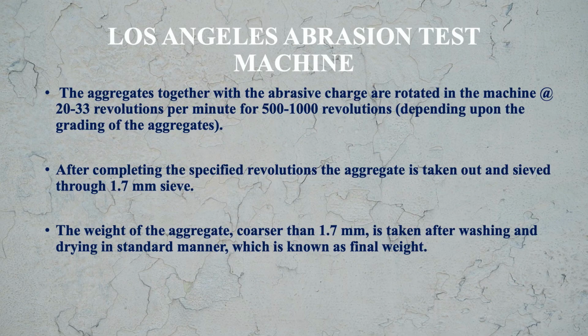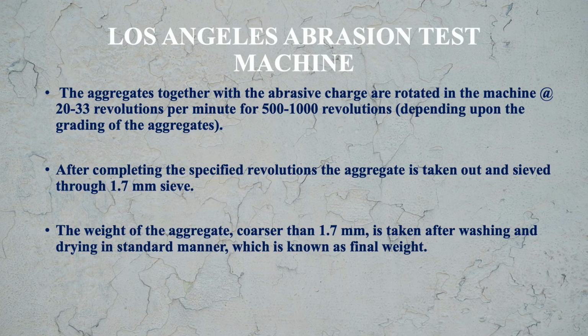The aggregates together with the abrasive charge are rotated in the machine at a rate of 20 to 33 revolutions per minute. This is the rate of revolution. This is also important. And 500 to 1000 revolutions are made. This depends on the grading of the aggregate, that is, how many revolutions are to be done.